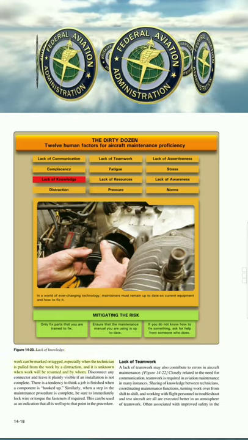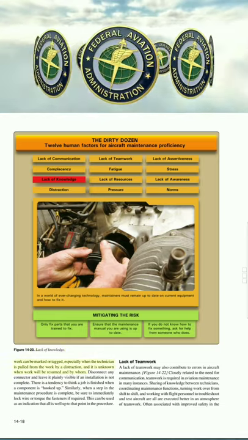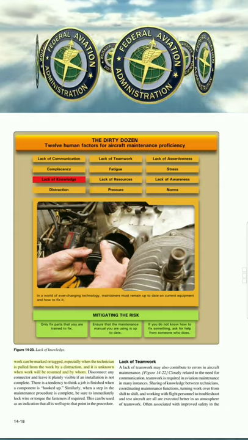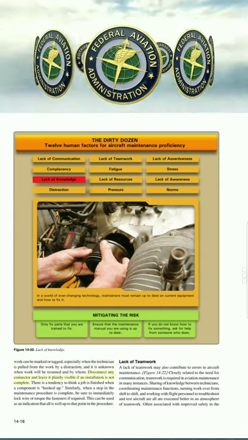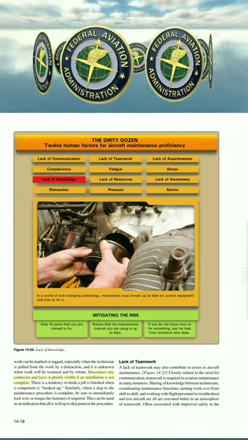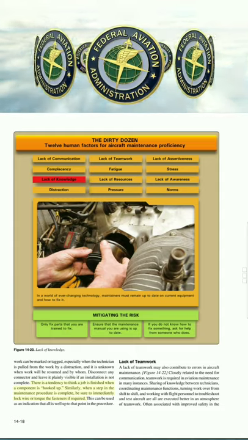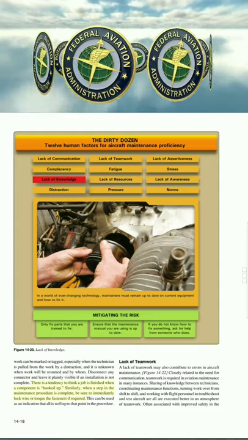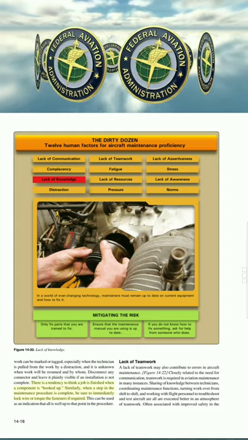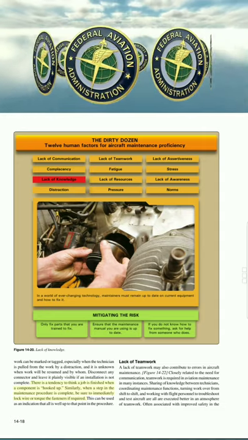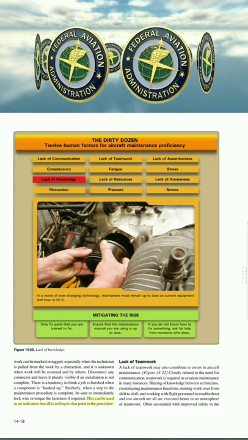Work can be marked or tagged, especially when the technician is pulled from the work by a distraction, and it is unknown when work will be resumed and by whom. Disconnect any connector and leave it plainly visible. If an installation is not complete, there is a tendency to think the job is finished when a component is hooked up. Similarly, when a step in the maintenance procedure is complete, be sure to immediately lock wire or torque the fasteners if required. This can be used as an indication that all is well up to that point in the procedure.